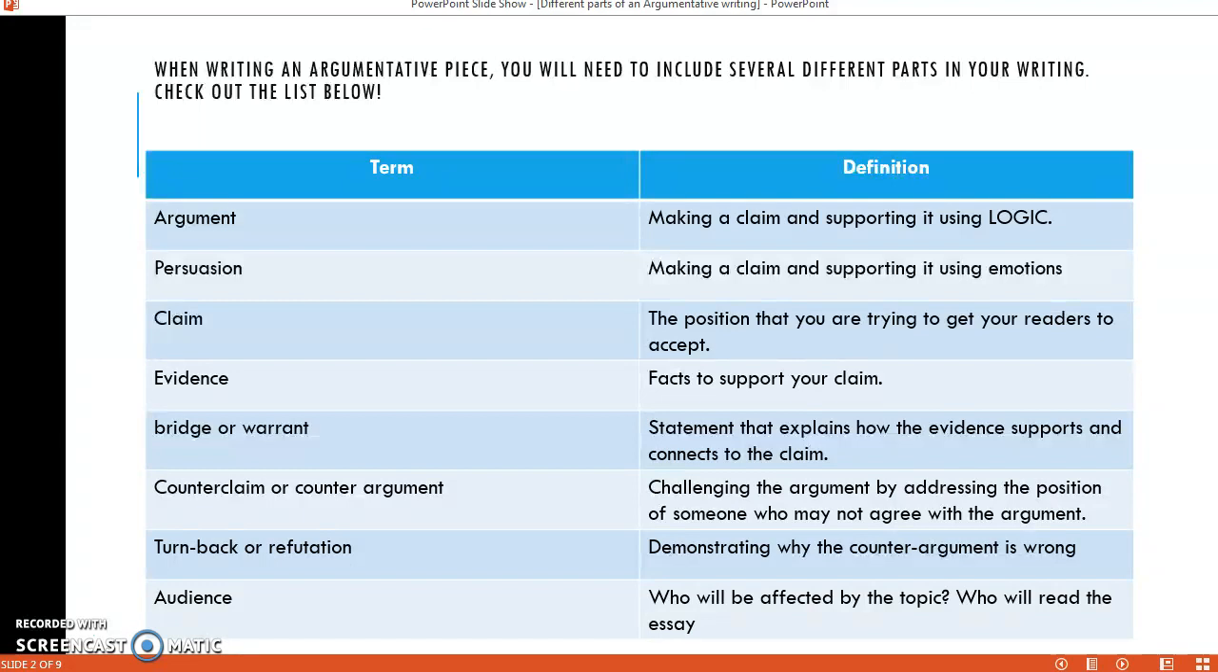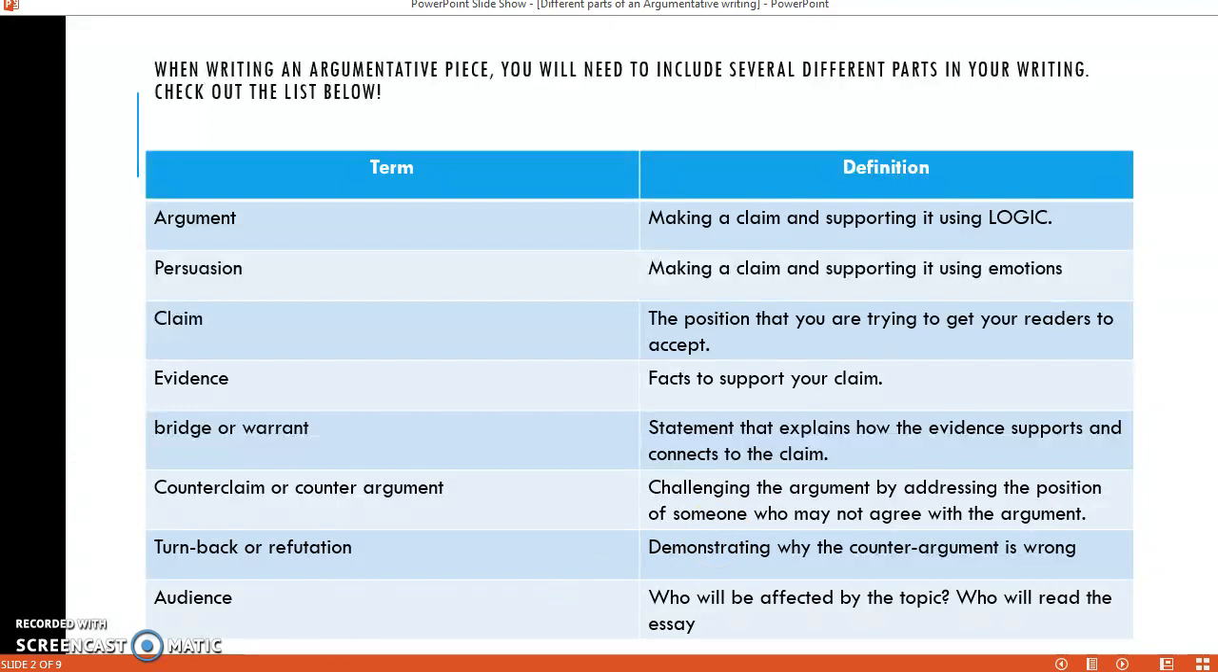So even when you're writing your argumentative piece, you do need to kind of think about what somebody else might come back and say as a counterclaim. Then turn back. That's when you demonstrate why the counter argument is wrong. So in your writing, you're going to give your argument. You're going to say a counterclaim, why some people might disagree with you. And then you have to turn it back. You have to bring it back to your original claim and explain why the other counter argument is wrong.